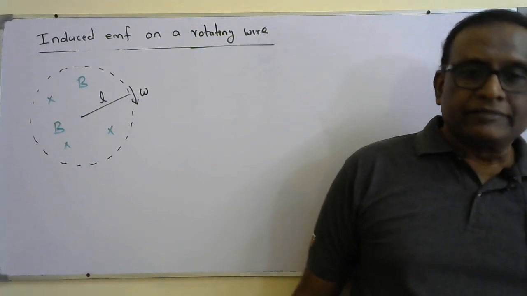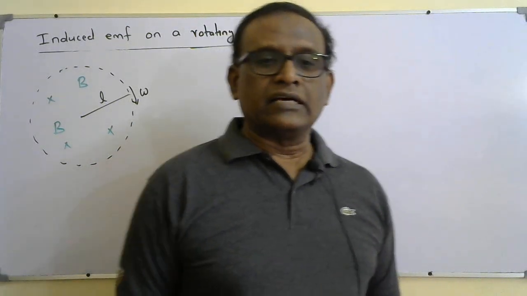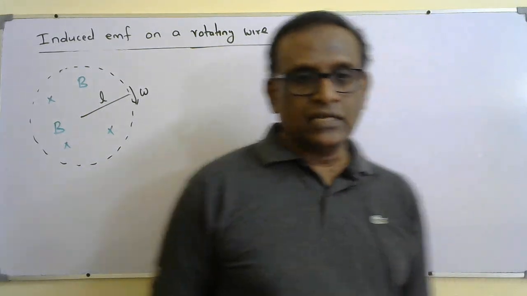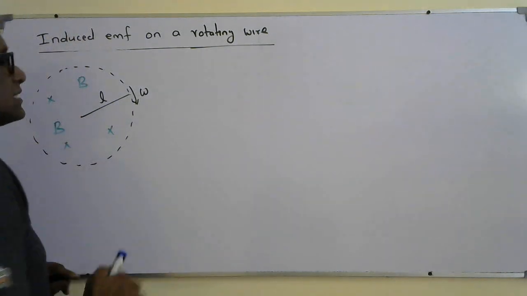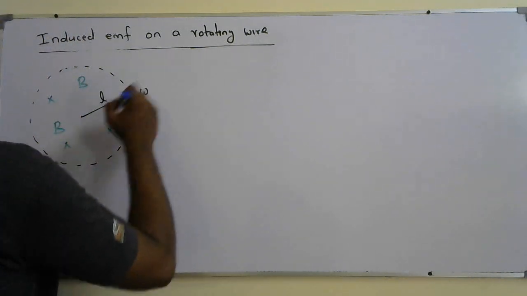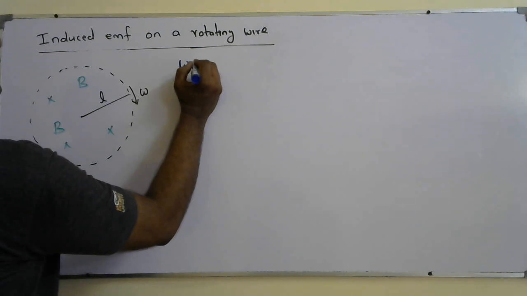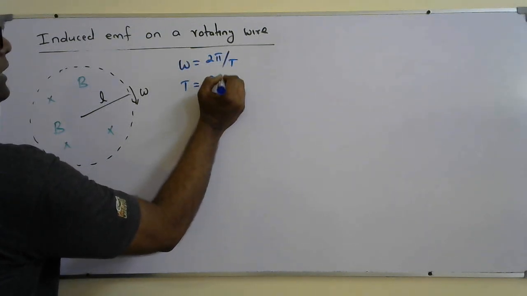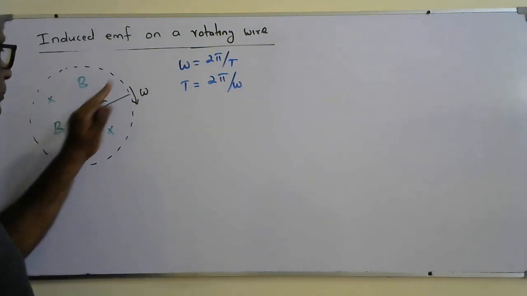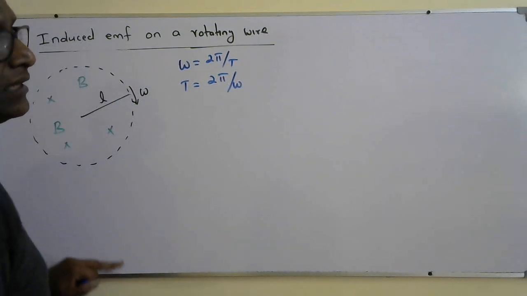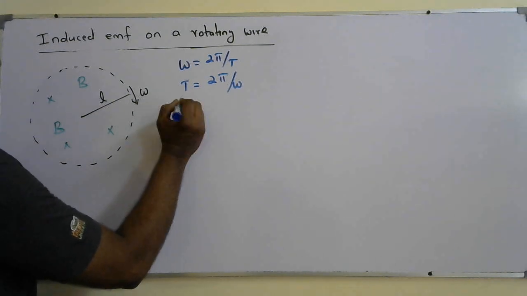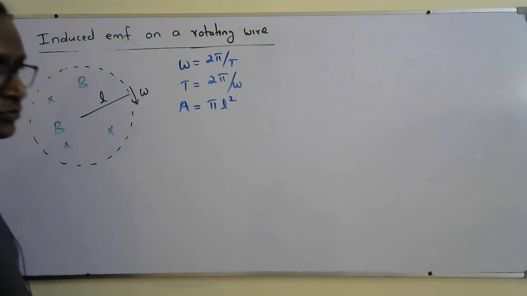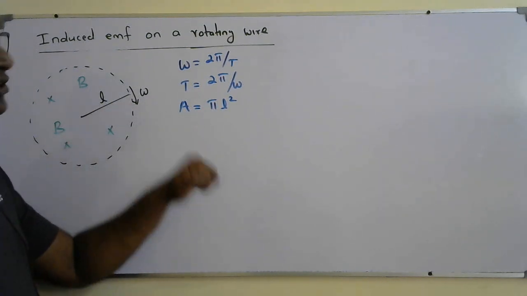Okay, so I am going to derive an equation for induced EMF when a metal rod rotates at constant angular speed in a magnetic field. It's rotating at constant angular speed omega, so the time taken to complete one full orbit: omega equals 2 pi over T, so T equals 2 pi over omega. When it completes one full circular path, the area it swept, which I can call delta A, is A equals pi L squared, like pi R squared. Here L is the length of the wire.